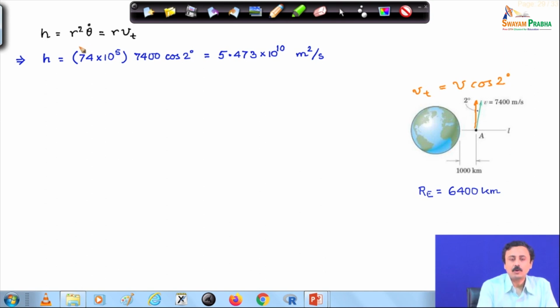And that is also equal to r into theta dot. Now, therefore, we can calculate r into v t. Now, radius is 1000 kilometer plus 6400 kilometer, that is 7400 kilometer, which turns out to be 74 into 10 to the power 5 meter times 7400 times cosine 2 degree, and that turns out to be this value.